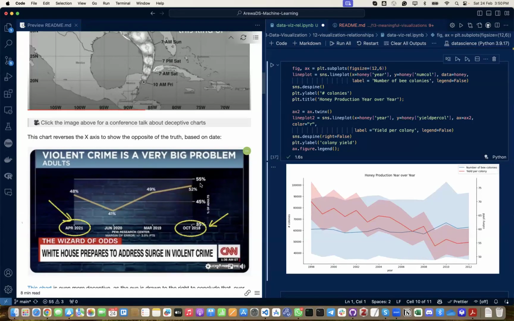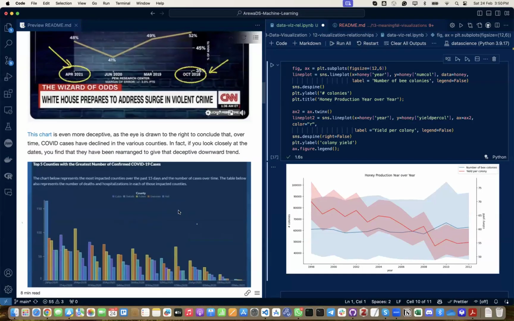It started at 52%, then it went down to 49, went down to 41, even though there is an increase to 48. Maybe around this time, because this is April of 2021, maybe there was an election in that year, or something happened, a protest in that year, that made the crime jump. So as you see here, you have to avoid deception, because this graph is deceiving the people that are looking at it.